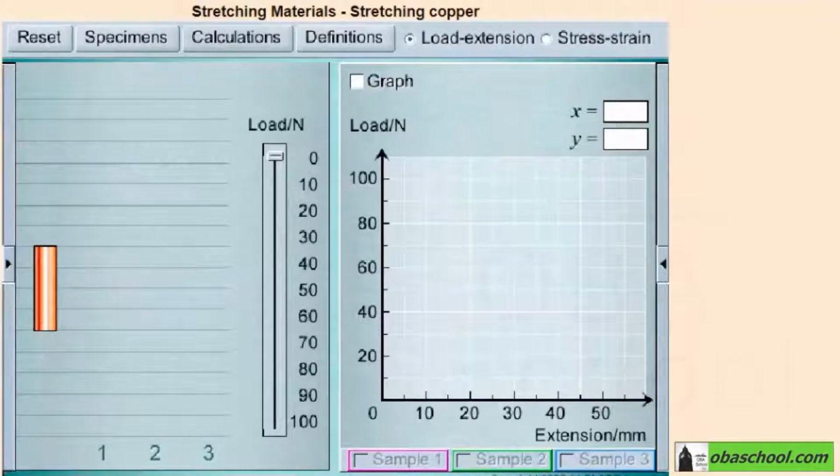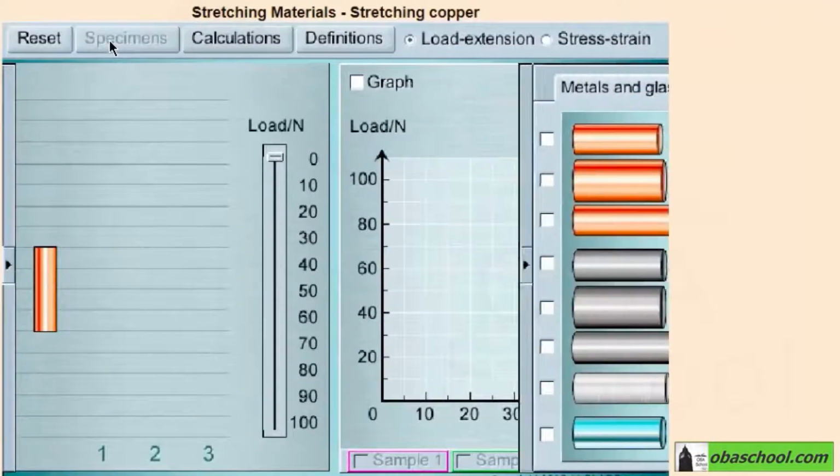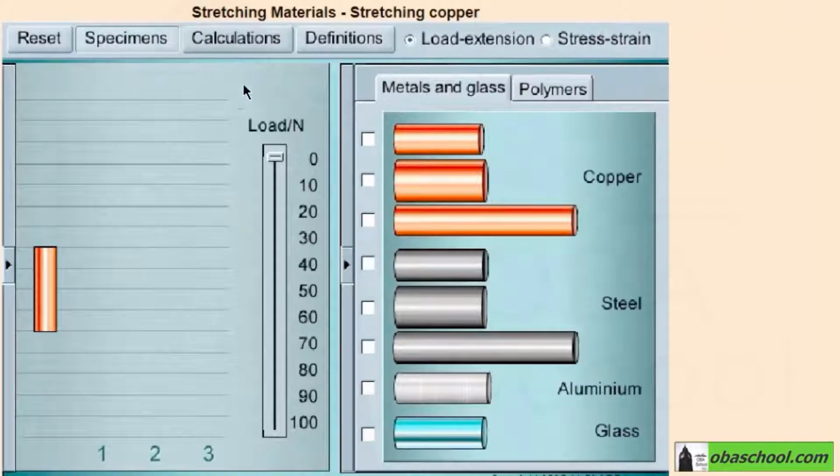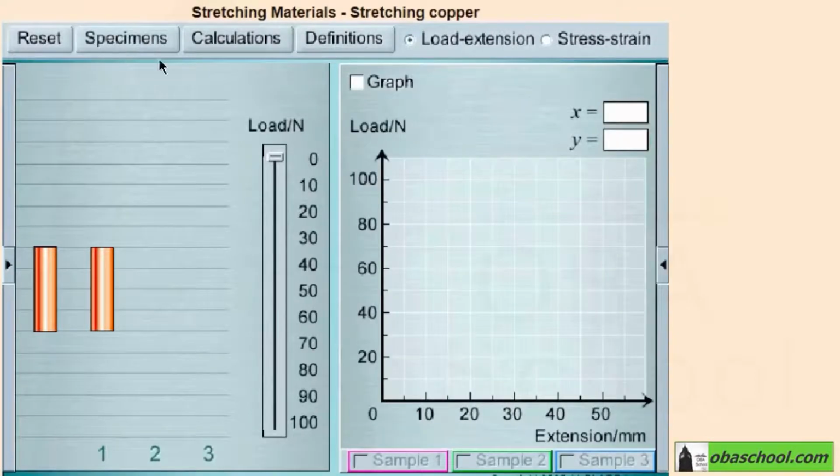Let's click on Specimens and select the short thin copper specimen. And let's select a graph in order to plot the relation of load versus extension for the copper specimen.